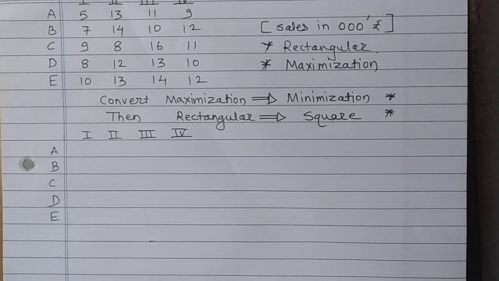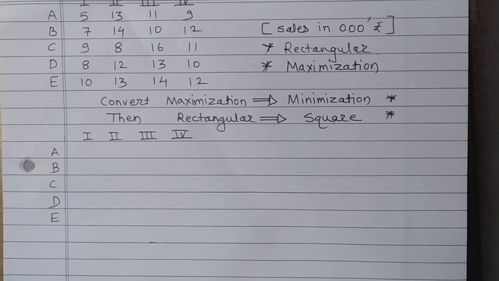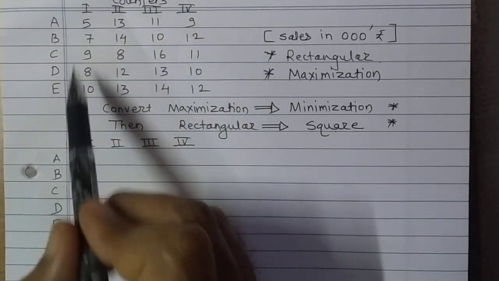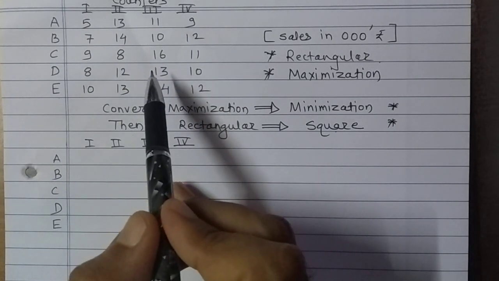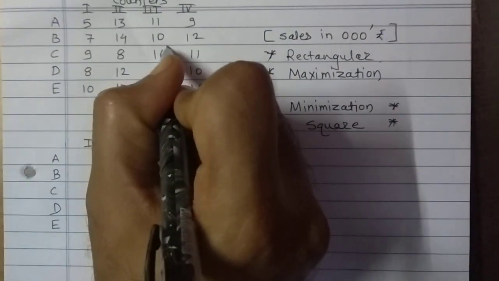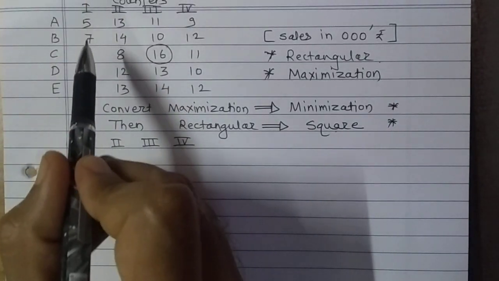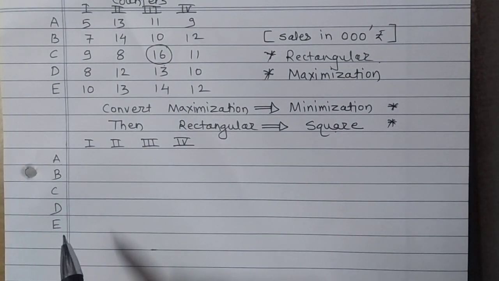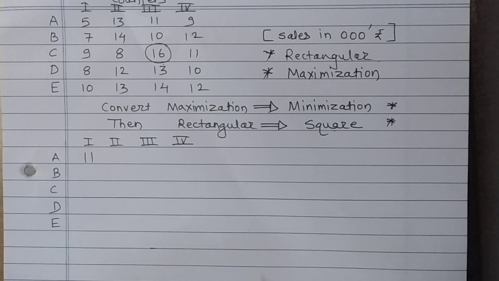Now convert maximization into minimization. Do you remember the process? Yes. Identify the largest element from all the elements and subtract each and every element from that largest one. In this matrix, the largest value is 16. So for A first, it will be 16 minus 5, that is 11. 16 minus 13, that is 3. Similarly, construct a minimization matrix, which is also called the opportunity loss matrix.